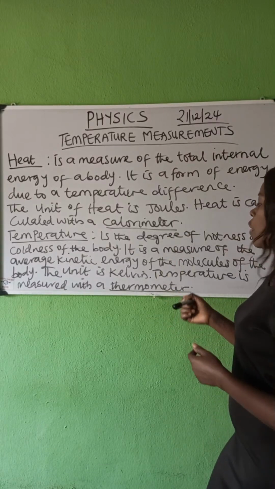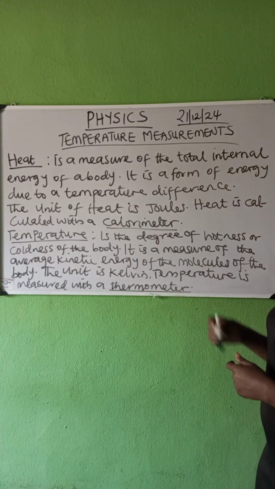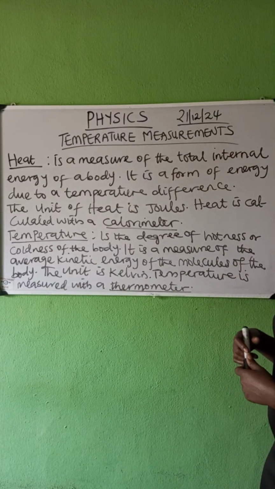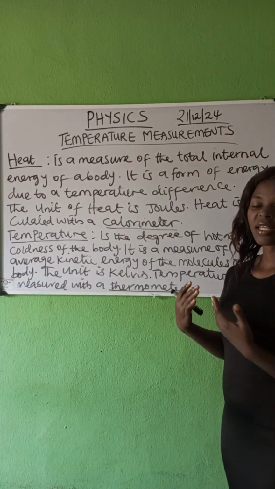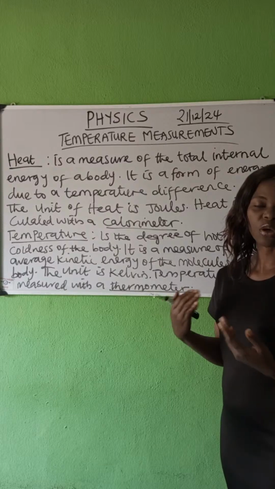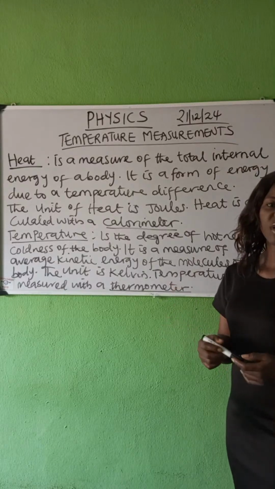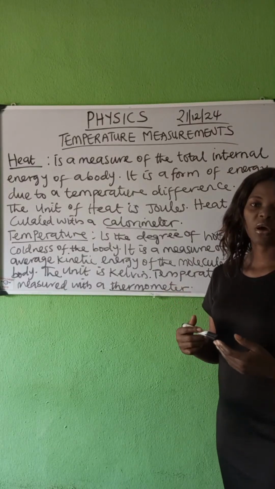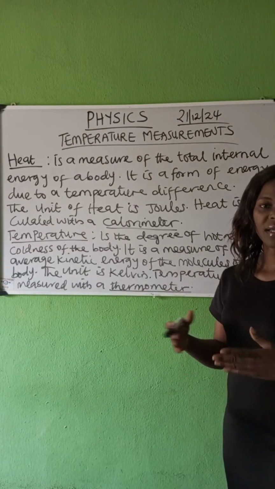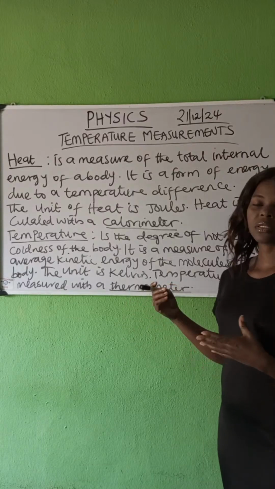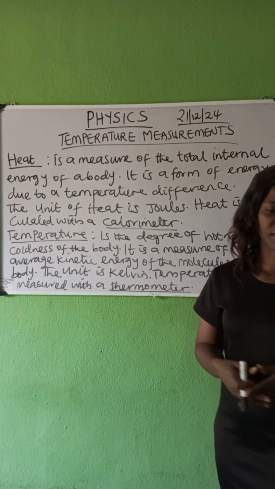Is that clear? All right, so let's go to temperature. Temperature is the degree of hotness or coldness of the body. It is a measure of the average kinetic energy of the molecules of the body. Now, the rate at which you check the coldness or hotness of a particular substance or body is said to be temperature. Now it is measured in Kelvin and we use an instrument called a thermometer to measure the temperature of a body. Is that clear? Even though we have different types of thermometers and their uses, you just have to know that we use a thermometer to measure the temperature of a body. Is that clear? All right.